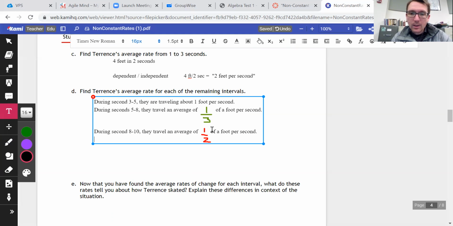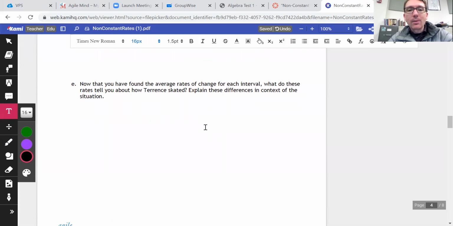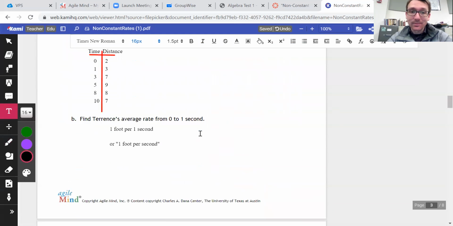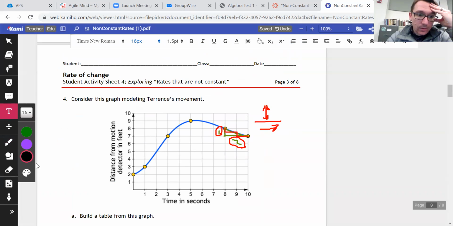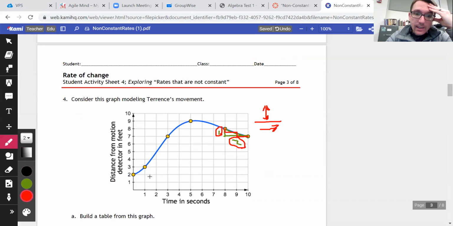Great. There's that. Now that you've found the average rate, what do these rates tell you about how Terrence skated? Explain these differences in context of the situation. Okay, let's take a look at this. So, he starts out fast. He goes at a nearly constant speed right here, doesn't he? But then he slows down. But on average, I could figure out how fast he went. And on average, how fast he went this way. On average, he was going faster away than he was when he was going back, right?